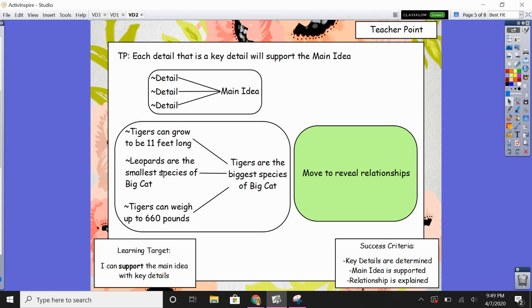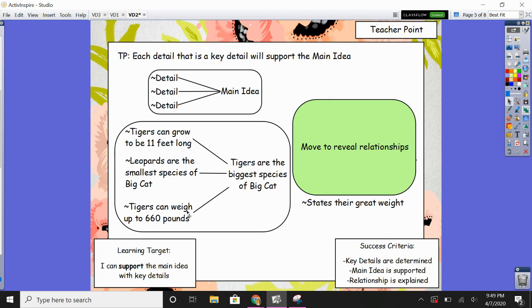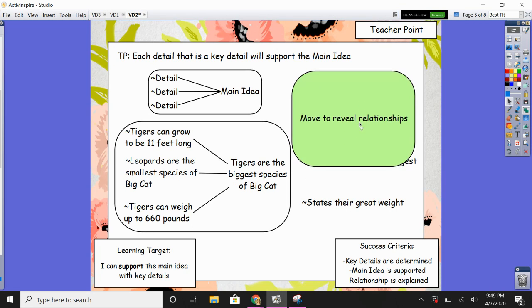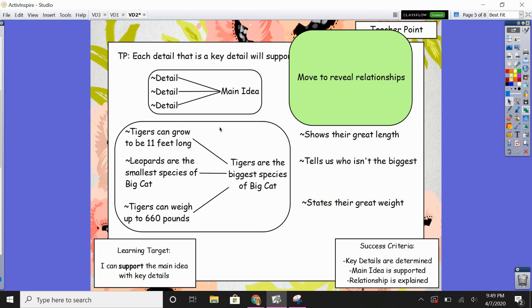So in this example, we have details over here, and our main idea is that tigers are the biggest species of cat. So let me explain the relationships of each of these details. The one at the bottom is talking about how much they weigh. Okay, that really relates to how big they are. The one in the middle, talking about leopards, that's going to tell us who isn't the biggest cat. That helps us think that tigers are the biggest species of big cat if we know that these are not going to be it. And that last one is going to show how long tigers are, and remember, if they're on their back legs, it might be kind of how tall they are.